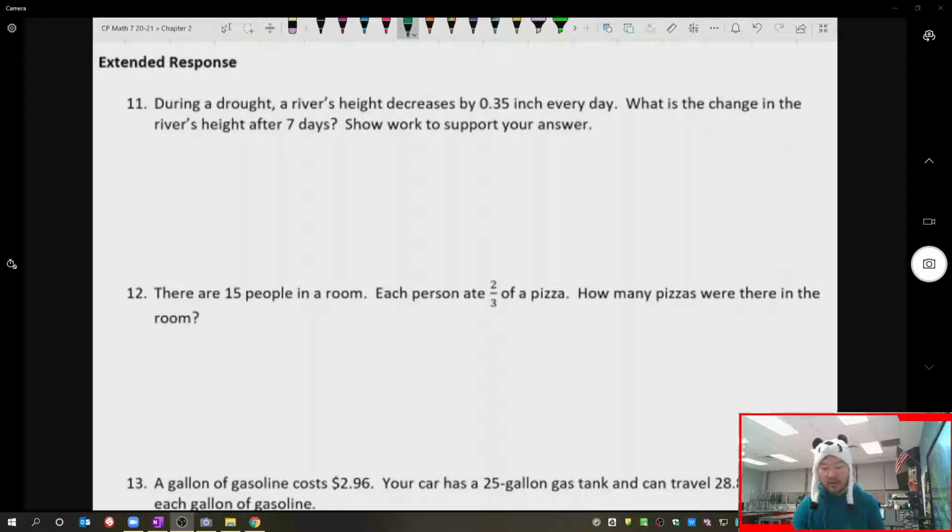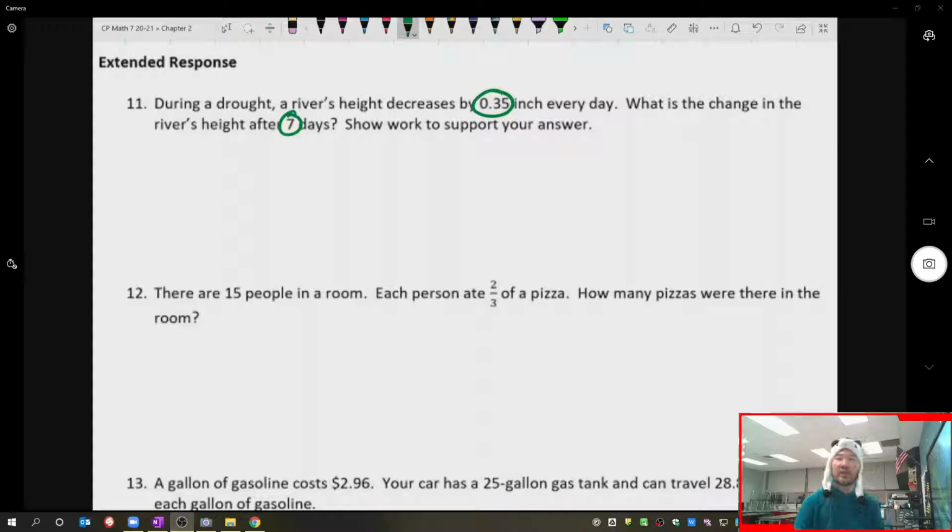It says, during a drought, a river's height decreases by 0.35 inch every day. What is the change in the river's height after 7 days? Show work to support your answer. Always show work, but let's check out ways that we can break this down. First thing, I notice that there are 2 important numbers, so I'm going to circle them. I like to do a little bit of drawing on it.